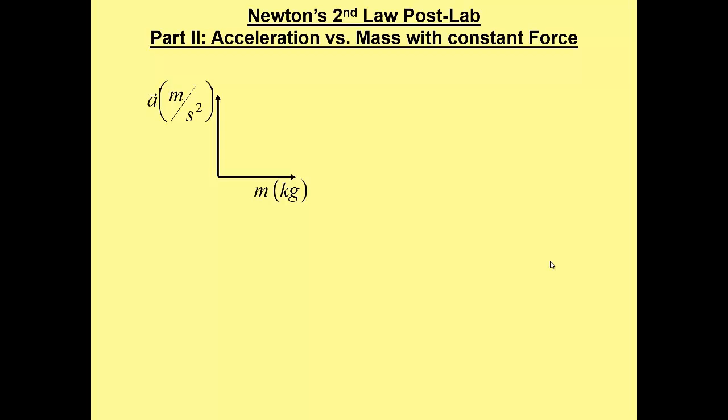So you kept the force constant by keeping the hanging mass the same. Right? Because remember, the net force was the force of gravity, the weight, if you will, of the hanging mass. And then you changed the masses by putting masses on the cart, which changed the acceleration. You then made a graph of acceleration in meters per second squared versus mass in kilograms.